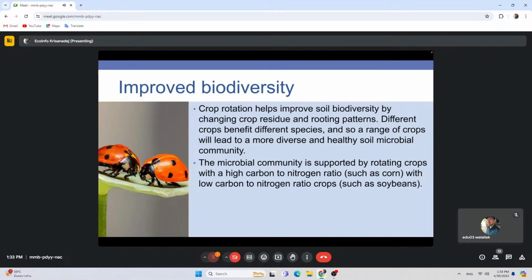Improve biodiversity. Crop rotation helps improve soil biodiversity by changing the root system. Different crops benefit different species.